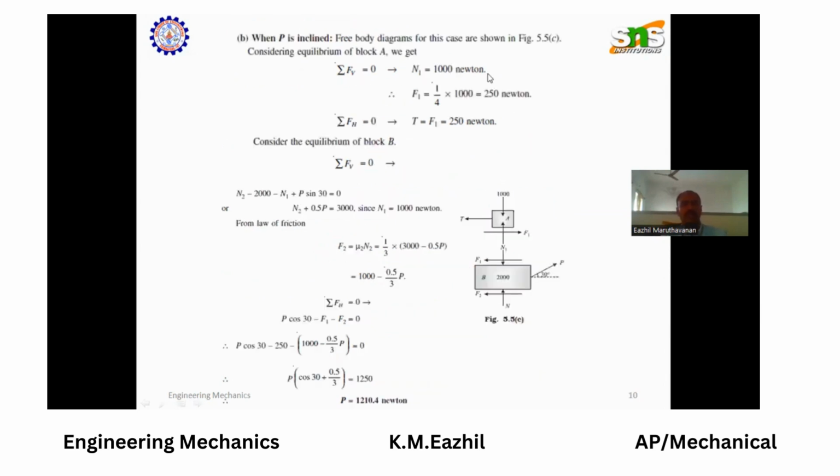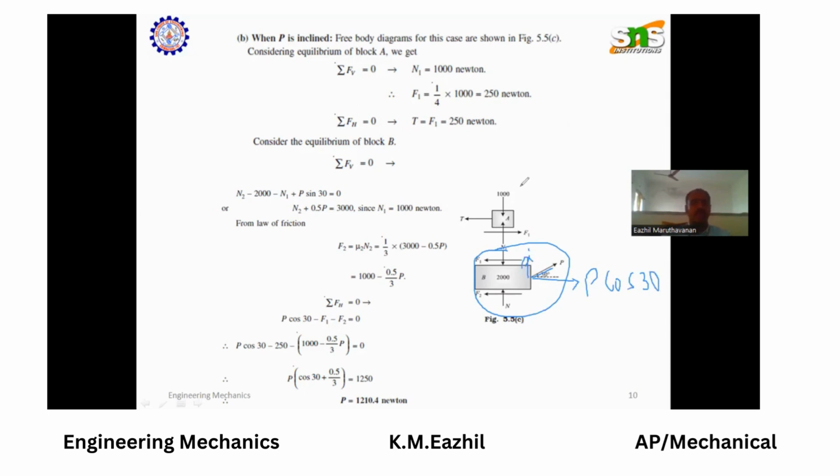Second condition. When P is inclined at an angle of 30 degrees, we have to identify the P value. Here we have to redraw the free body diagram once again for block B. For block B, the P force needs to be resolved horizontally and vertically. For horizontal force, we will get P cos 30. For vertical force, we will get P sin 30.